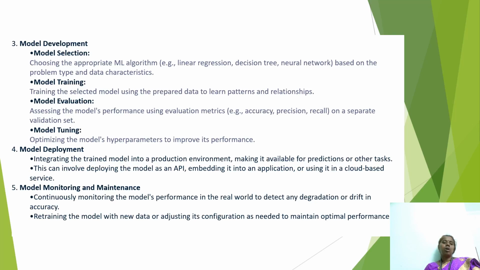And the next process, model tuning. Model tuning is optimizing the model's hyperparameters to improve its performance. And the next stage is model deployment. We have integrating the trained model into a production environment, making it available for prediction or other tasks. This can involve deploying the model as an application programming interface, embedding it into applications, or using it in a cloud-based service. The last stage is model monitoring and maintenance.